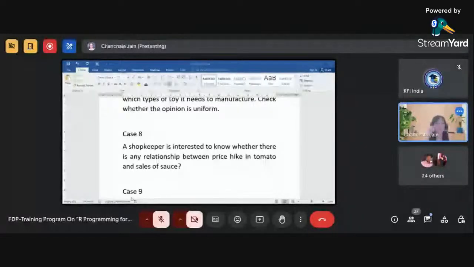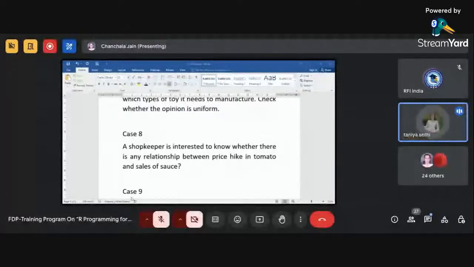Tanya ma'am, do you want to comment anything? Ma'am, I have the same opinion, correlation. Same opinion. Okay. So I think all are correct, except Abhishek sir.